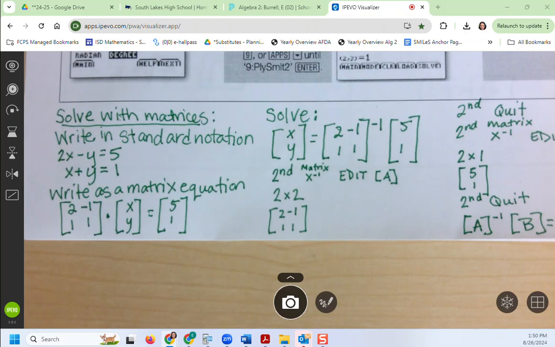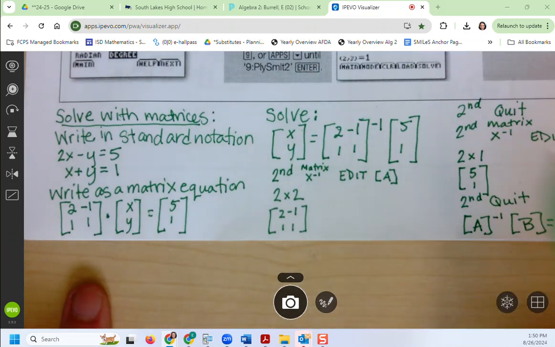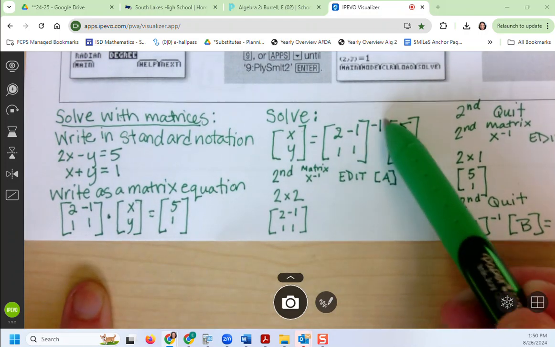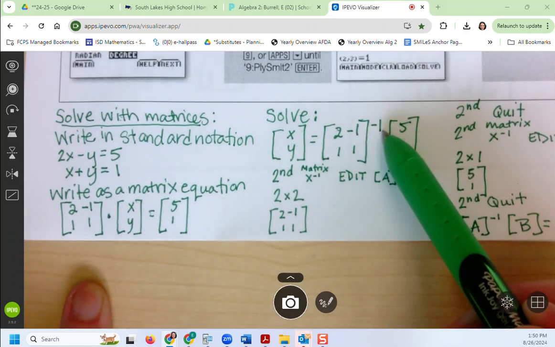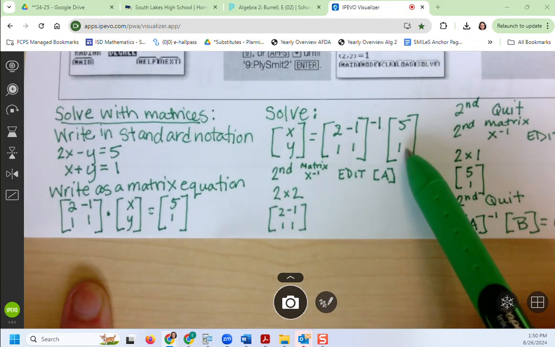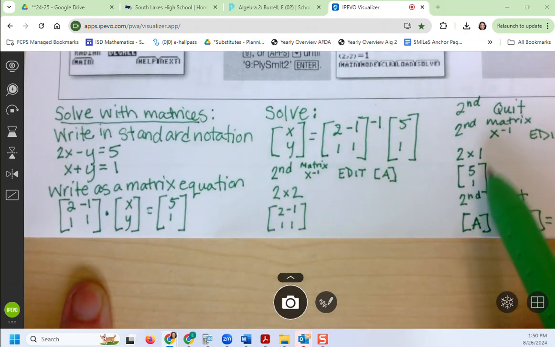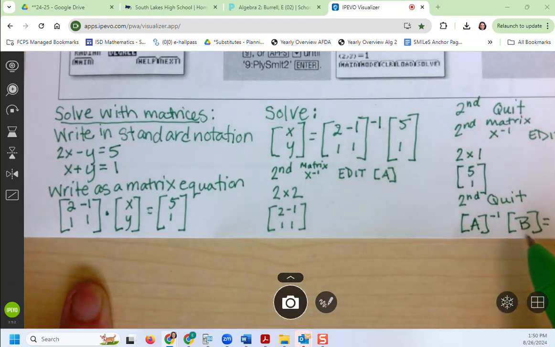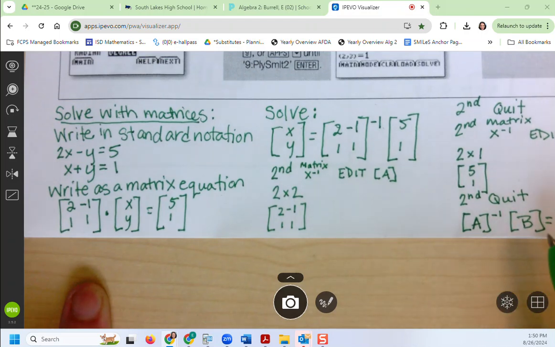So we're writing it out, but then I'm following the directions I wrote down. I'm going to quit out of this, second quit. Sometimes you just want to get back to like a regular screen. I can clear that out too. And then I'm going to press second matrix. So second, and then matrix is over here. You see the x to the negative 1. That's inverse, but second matrix. You should be here. Anyone need help getting that?